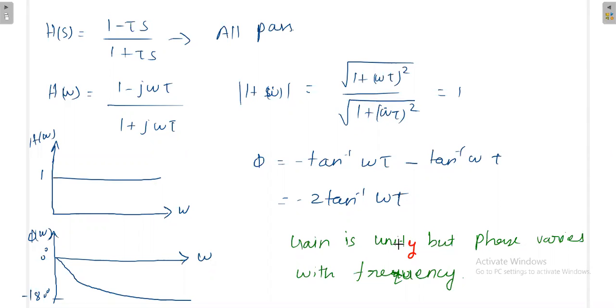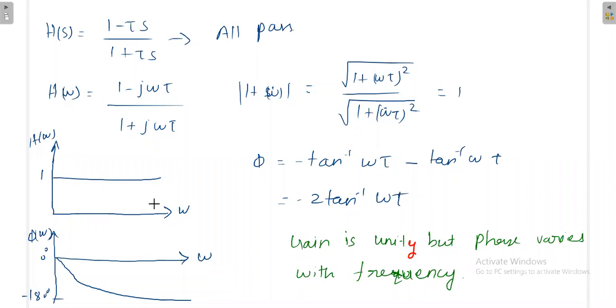So all pass filter means the gain is constant, but the phase will vary. Phase is not constant; phase will vary with respect to frequency. So this is called an all pass filter.